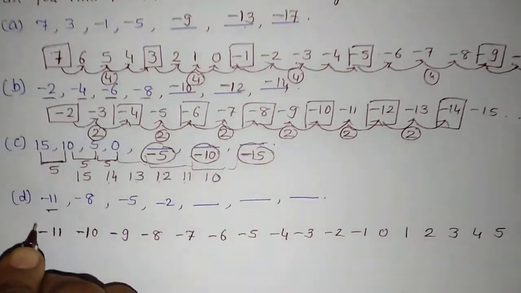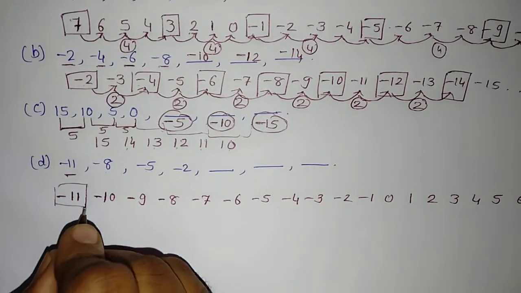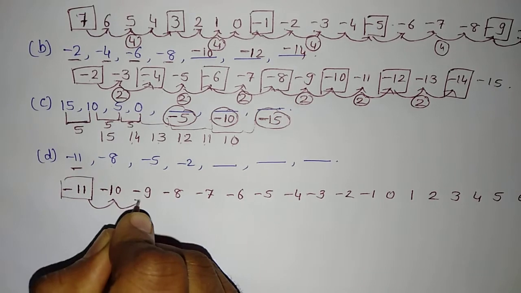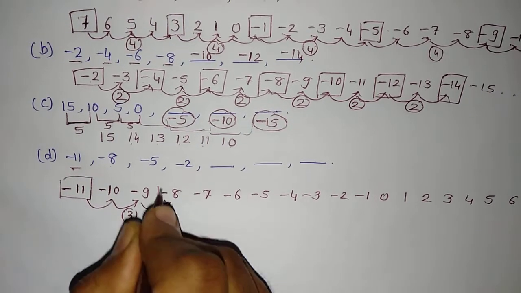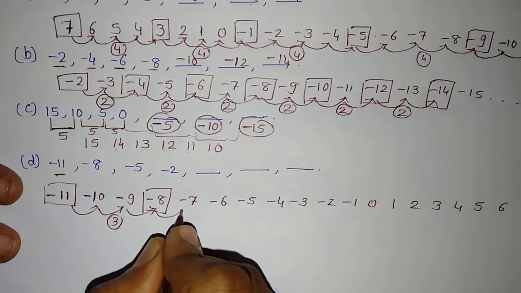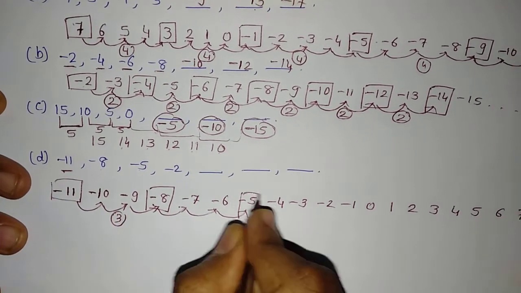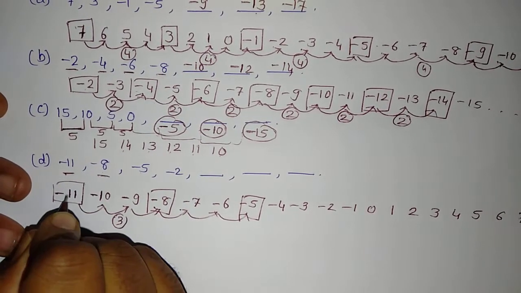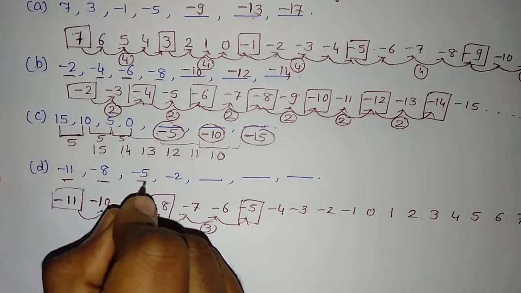First number is minus 11, and the next number is minus 8. So it is 1, 2 and 3. It is a pattern of 3, a gap of 3. Along with that we got the number minus 8. Again we'll go 1, 2 and 3. Which number did we get? That is minus 5. It is here. Minus 11, then minus 8 with the gap of 3. Again we got minus 5.